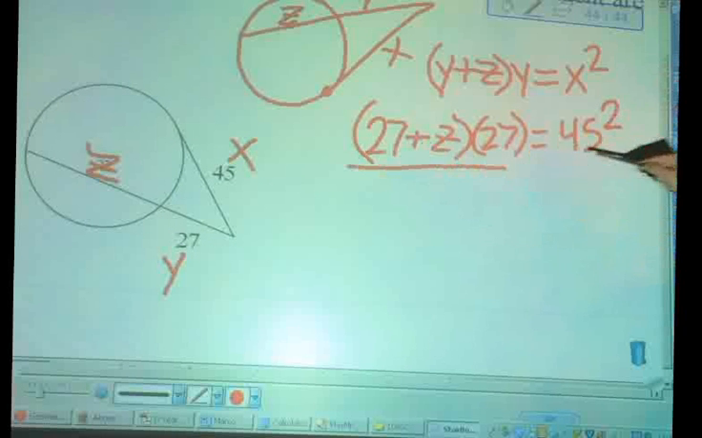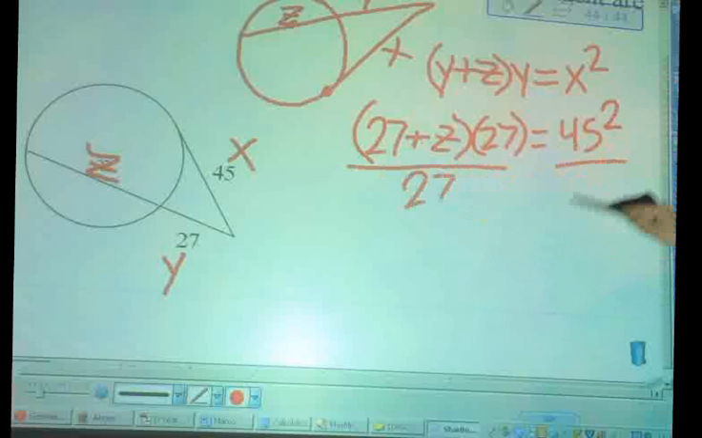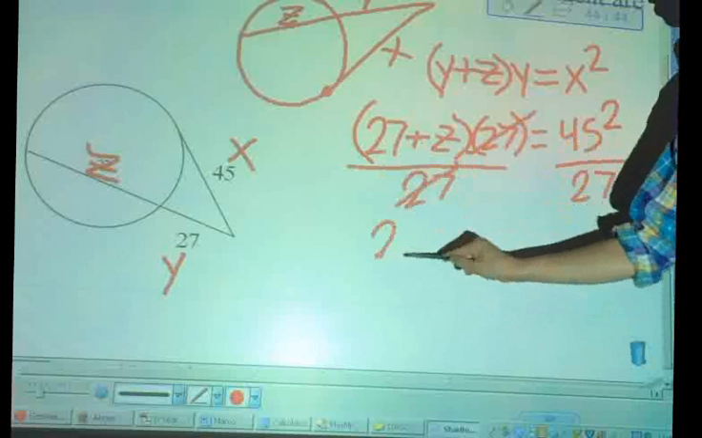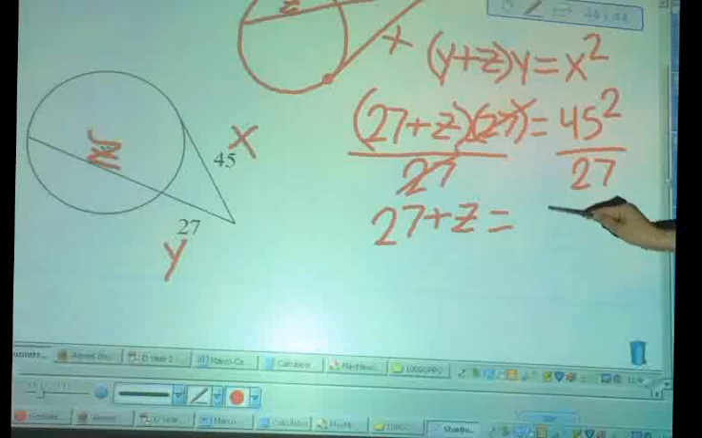So the easiest way to do that, from my point of view, is to divide both sides by 27, all right? We're dividing both sides by 27 so that I can cancel out this one and that one. And now we're going to get just 27 plus z equals 45 squared over 27, right? And 45 squared is, we did that not too long ago.